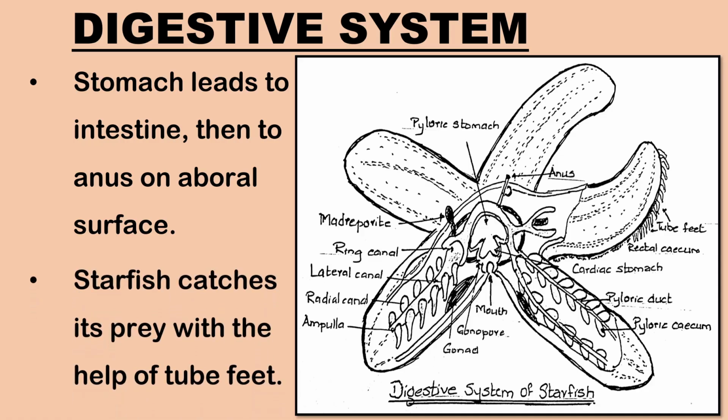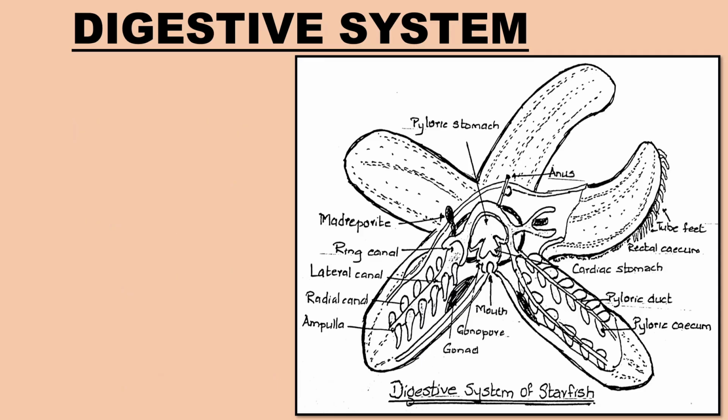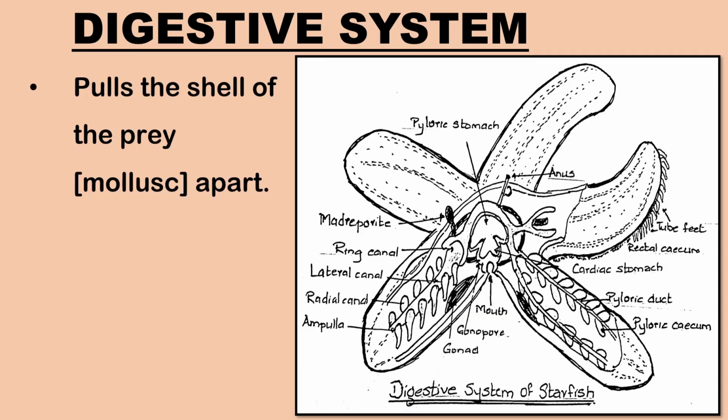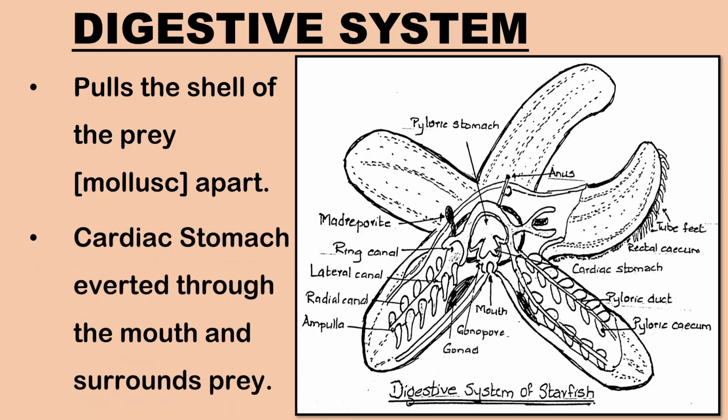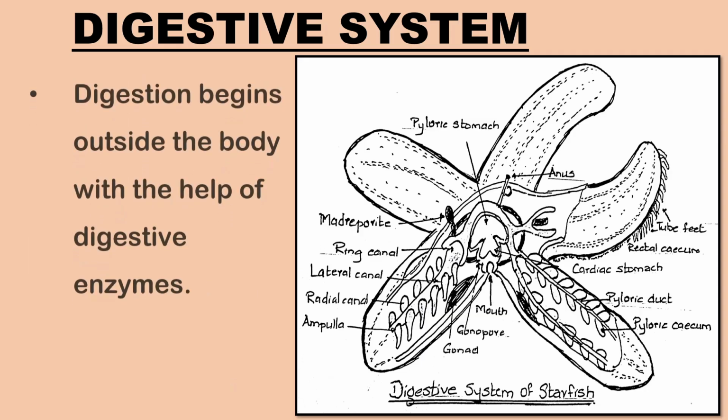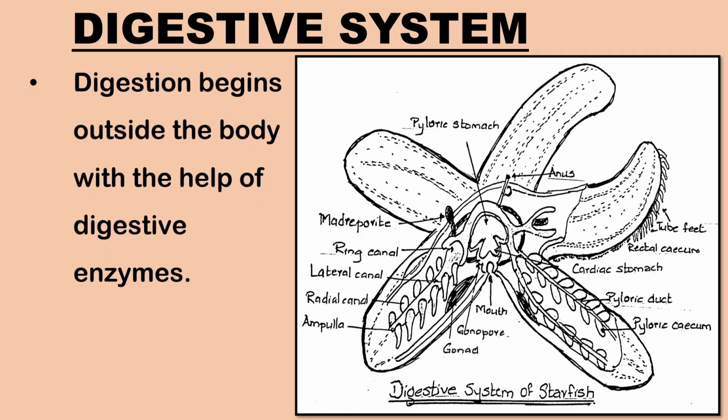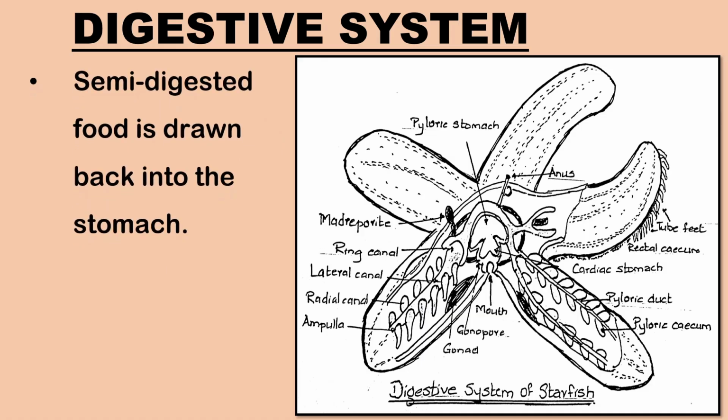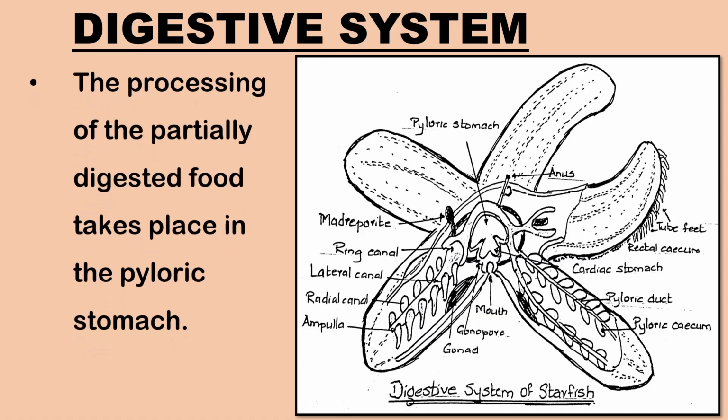The starfish gets hold of the prey with the help of its tube feet and pulls open the shell of the mollusk. The cardiac stomach is everted through the mouth and it surrounds the prey. It secretes digestive enzymes and digestion begins outside the body of the starfish. Once the initial digestion is complete, the semi-digested food is drawn back into the stomach. The partially digested food is received by the pyloric stomach for further processing.